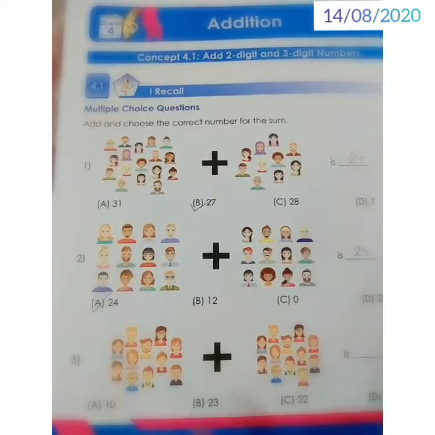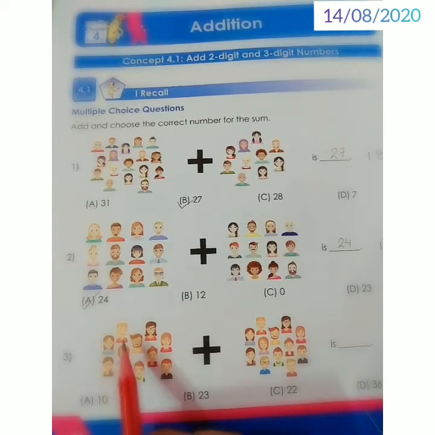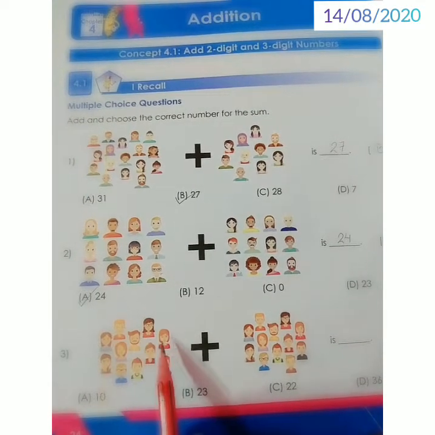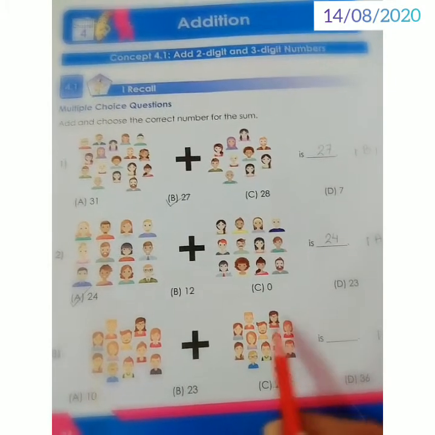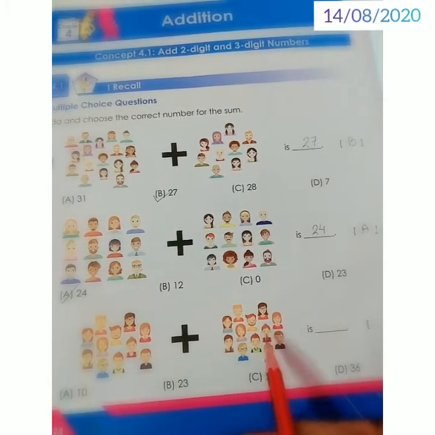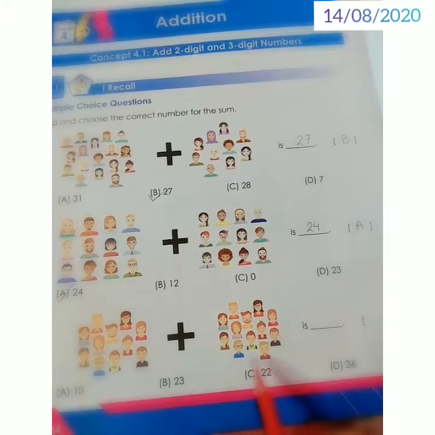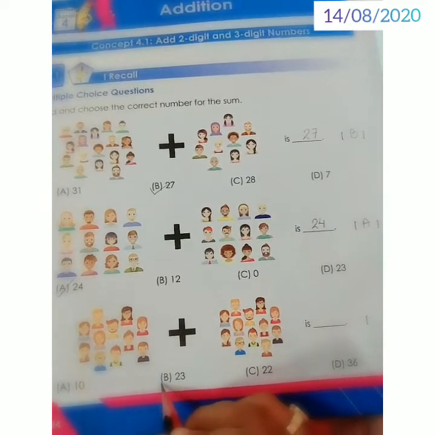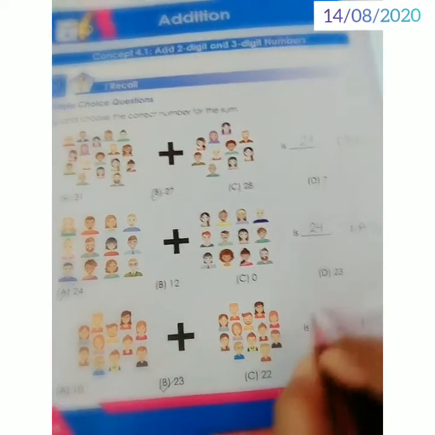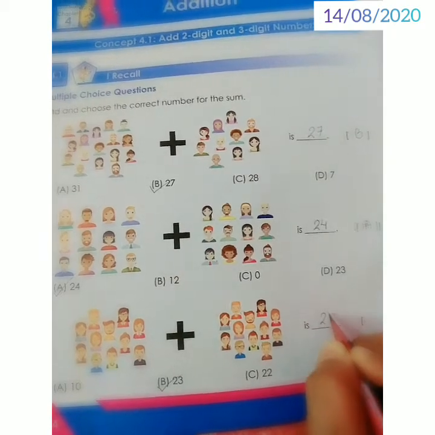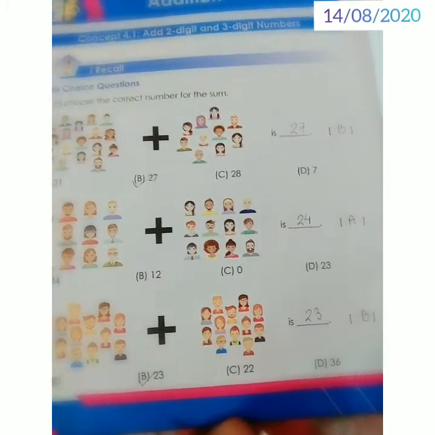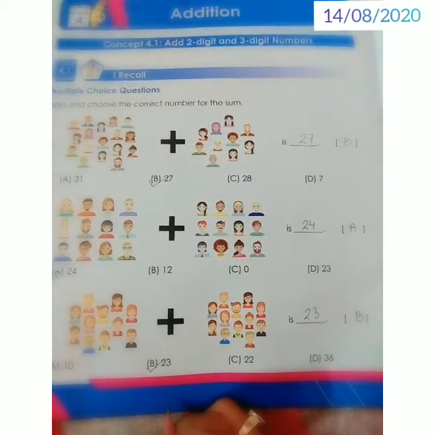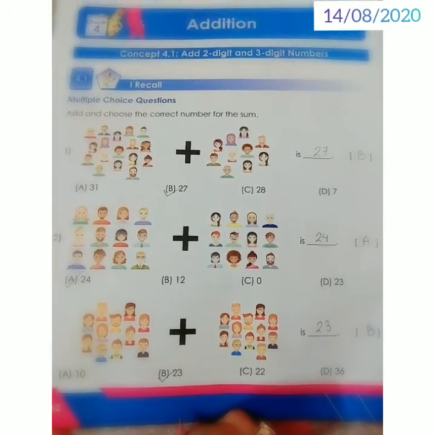Okay, now let's move on to the next question. Question number 3. Let's count the number of people over here. 1, 2, 3, up to 23. So the correct answer is option B. Write down over here 23 and the correct option is B. I hope all of you are clear, isn't it? Now let's move on to the next question.